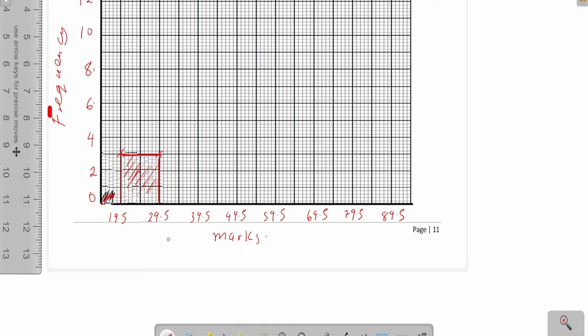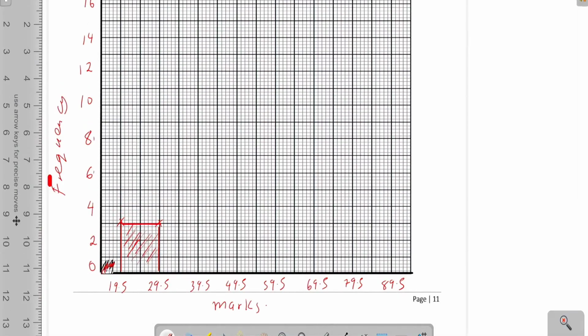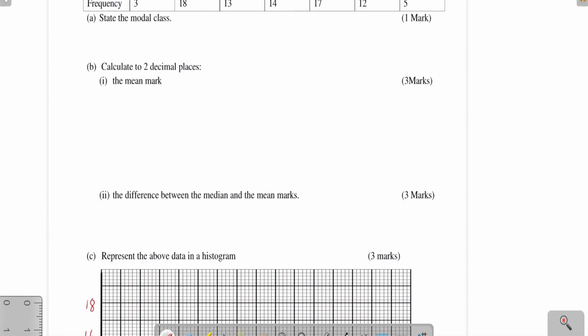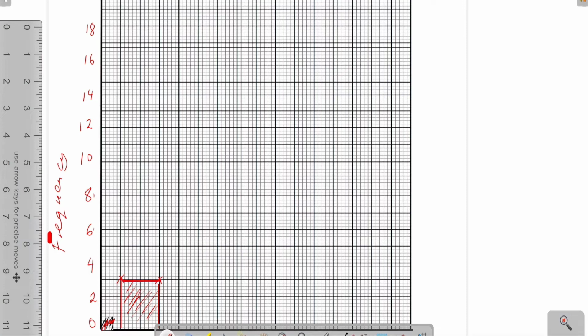The other one is 29.5 to 39.5, in which the frequency is around 18. So just show where 18 is. The frequency is around 18. So 18 is around here. 29.5 to 39.5, which is here. And don't forget to adjust using the lower and the upper boundaries.